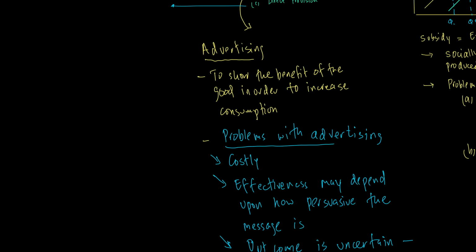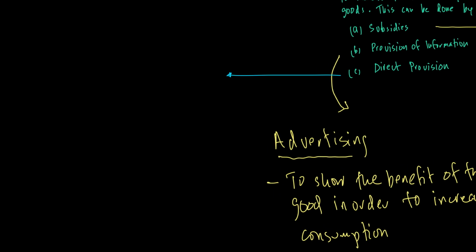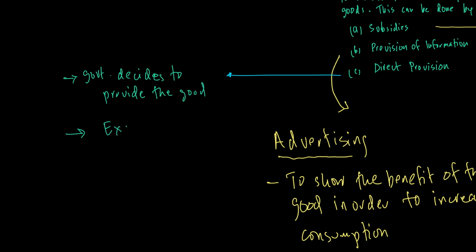Then comes the other method, which is called direct provision. The direct provision is where the government decides to provide the good. For example, the government may say, we will provide all the schooling for everyone. Now, the problem with this, of course, you can foresee that it is going to be costly or expensive. There is an opportunity cost, as we have pointed out earlier in the subsidy also.